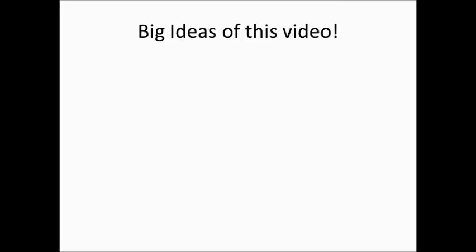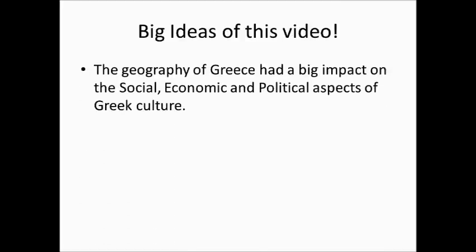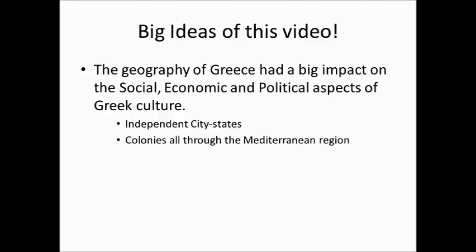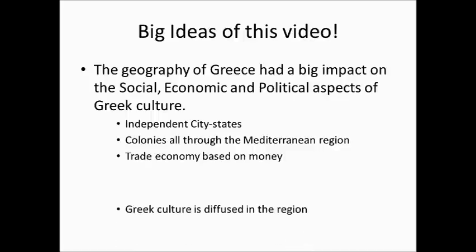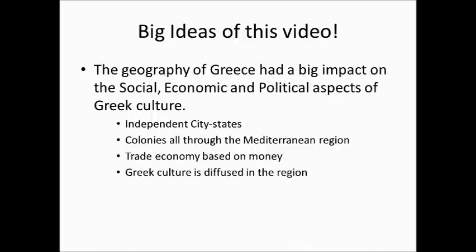Okay, so what are the big ideas from this video? The geography of Greece had a big impact on the social, economical, and political aspects of Greek culture. It made them form independent city-states, and it forced them to establish colonies throughout the Mediterranean region, which also allowed their economy to be based on money. Also, this caused the Greek culture to diffuse throughout the region.